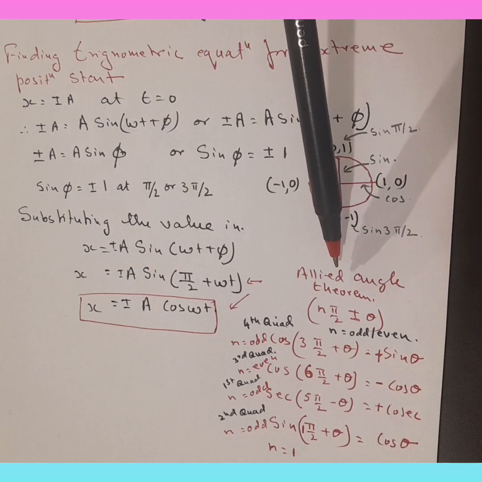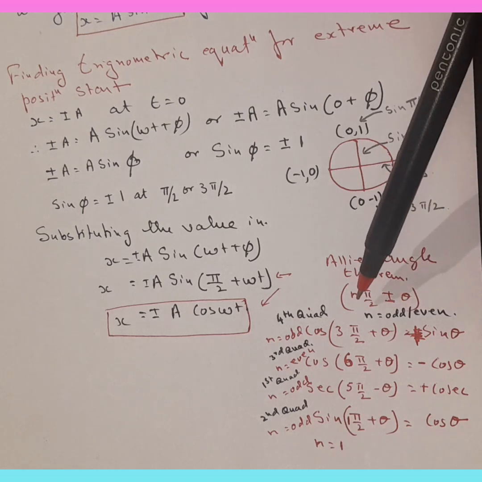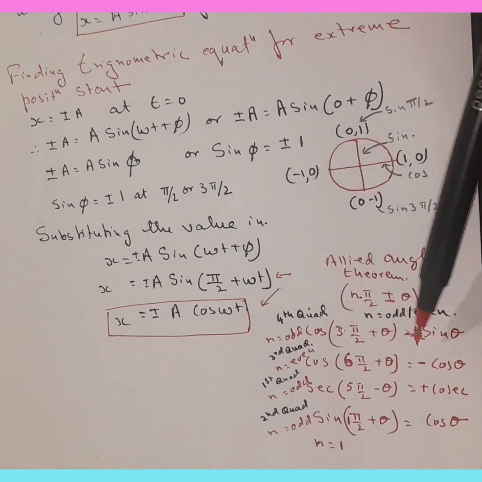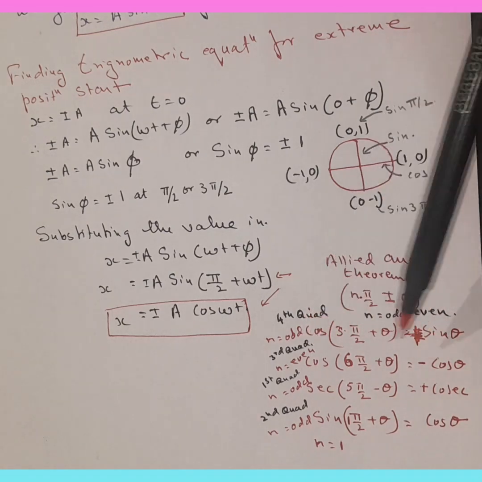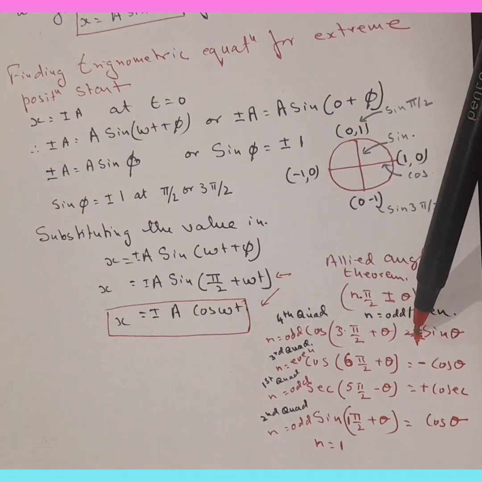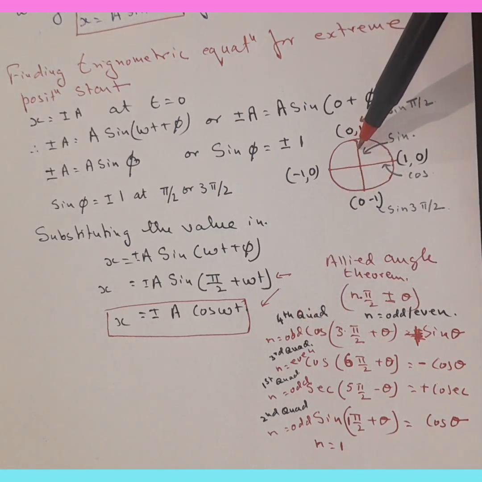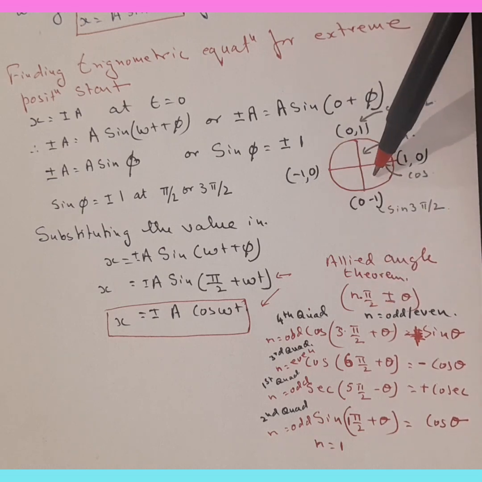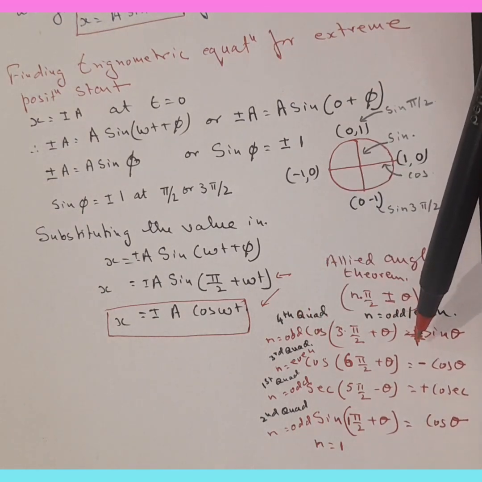That is what I have mentioned here, the allied angle theorem. In case of allied angles, it is n pi by 2 plus or minus theta. If n is odd, then cos changes to sine, its counterpart. If it were tan, it would change to cot, and sec, cosec, and so forth. About the sign, I have given plus here. Why? This is cos of 3 pi by 2 plus theta, so it comes in the fourth quadrant, and in the fourth quadrant cos is positive. So it is positive sine theta.